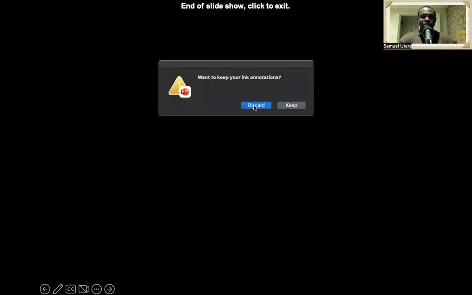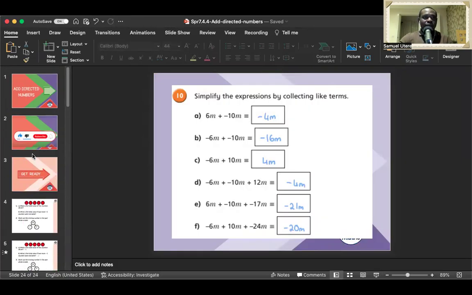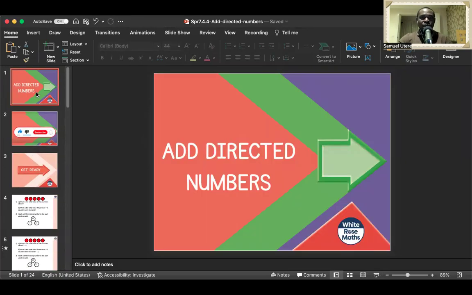And that brings us to the end of the lesson. So really well done for sticking around and for learning about how to add directed numbers. Another word for directed numbers is positive and negative integers. It's a very important concept and a fundamental knowledge you need to have to start to understand maths.